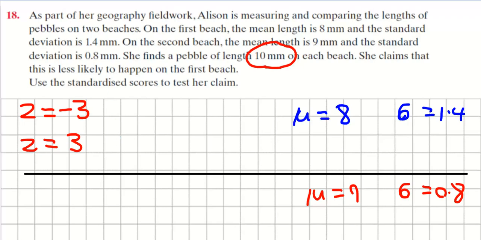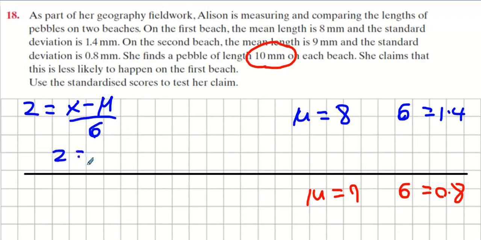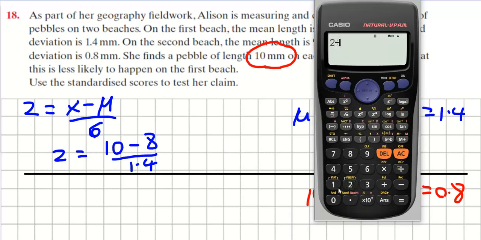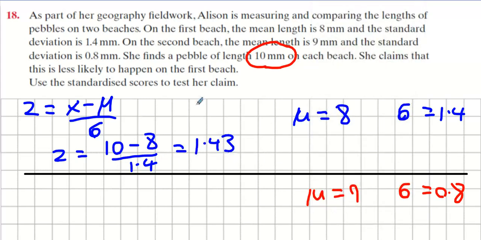All right. So here we go. Let's use standardized scores here. Right. Z equals x take away mu divided by sigma. So what do we have here? What's x, lads? 10 take away 8 divided by 1.4. What's 2 divided by 1.4? 1.43. Set score of 1.43, okay?